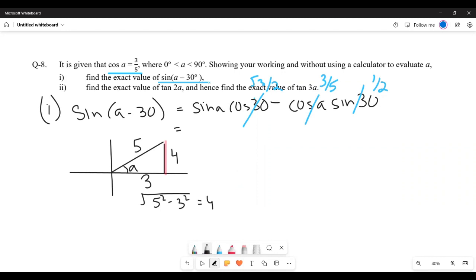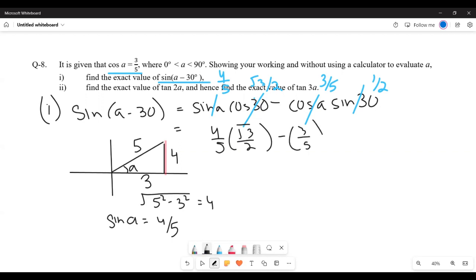Okay. So then sine A is 4 by 5. So yes, this is 4 by 5. When we multiply and add these, what do we get? 4 by 5 times square root of 3 by 2 minus 3 by 5 times half. Enter this in your calculator and you'll get (minus 3 plus 4 root 3) by 10. The question clearly says find the exact value, so you cannot press SD in the calculator.